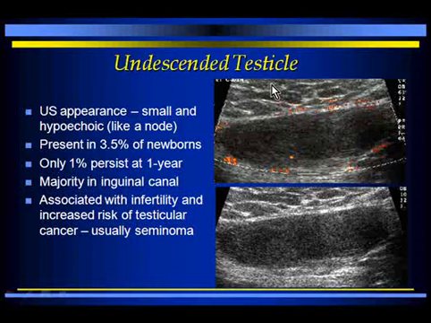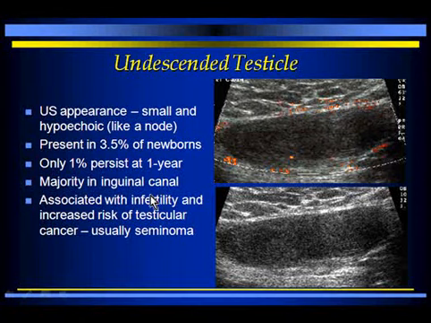Moving along to some other congenital issues that can happen with the testis. Testes are supposed to be in the scrotum. Most babies are born with the testis in the scrotum, but about 3.5% of newborns have an undescended testicle at birth. So that is to say that when they're born, the testicle is somewhere up in the inguinal canal, and it's not present within the scrotum. Most of these will descend on their own, so that only about 1% persist at a year. But the ones that persist need to be treated.